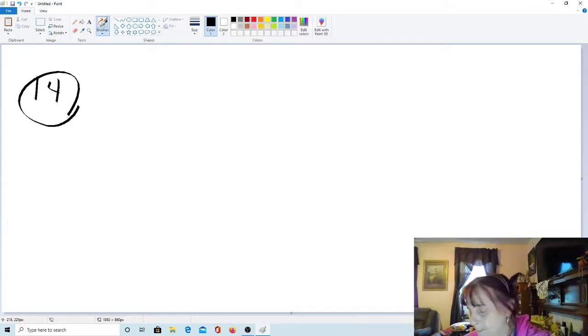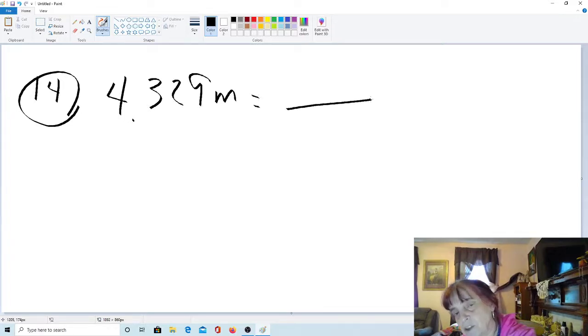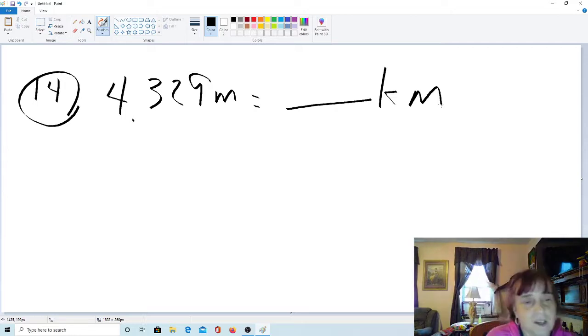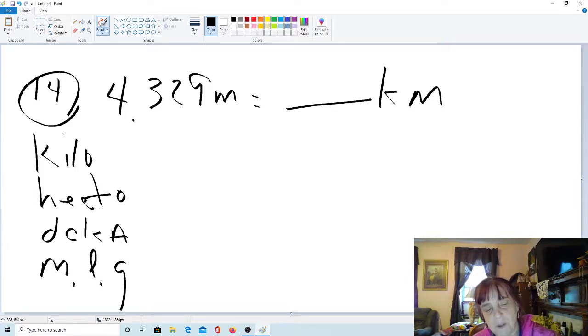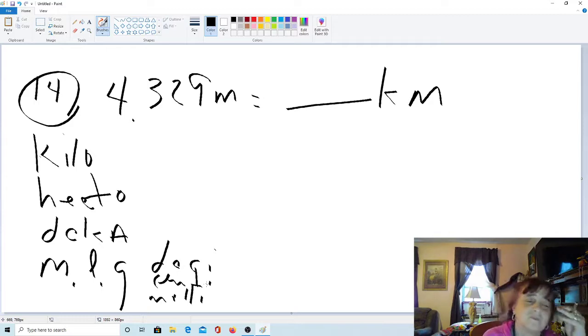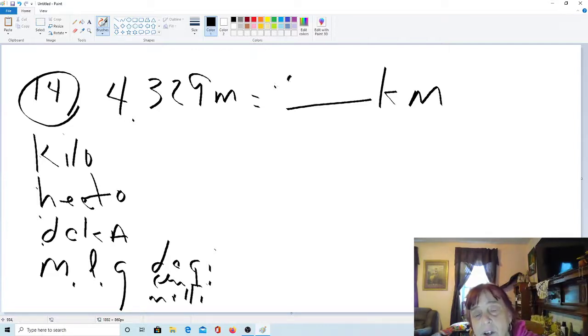And number 14, 4.329 meters is how many kilometers? Okay, your chart is kilo, hecto, deca, meter, liter, gram, deci, centi, milli. Divide by 10, 100, 1,000. So divide by 1,000. You move it 3 places to the left. So you add 2 zeros in front of the 4.